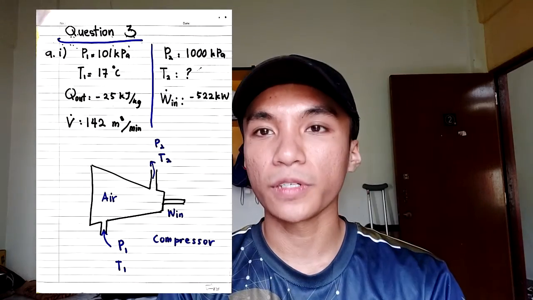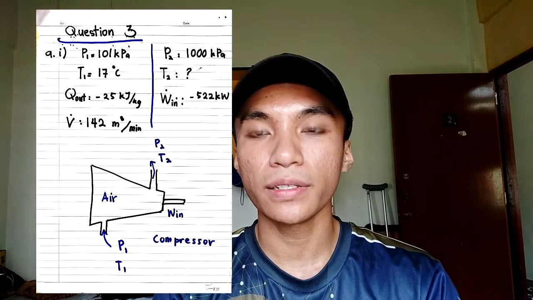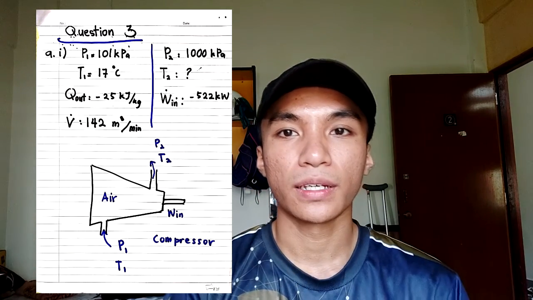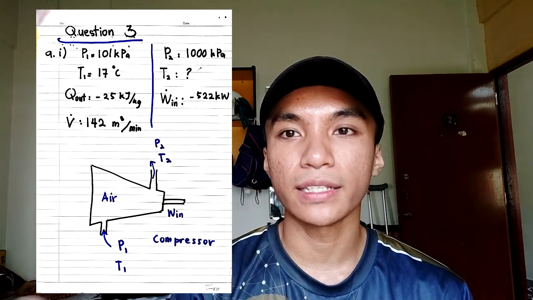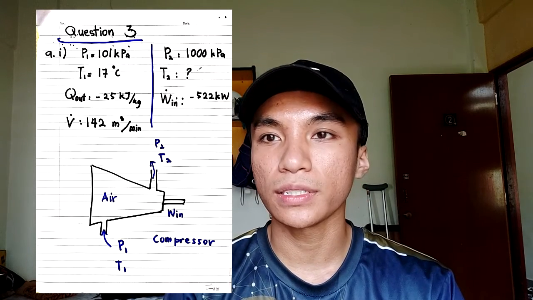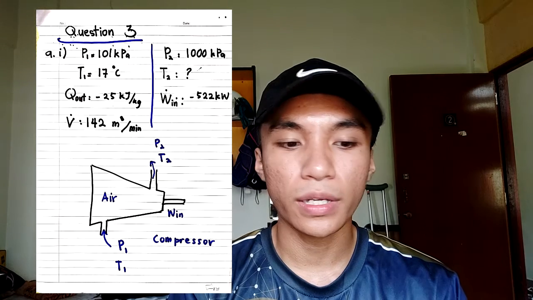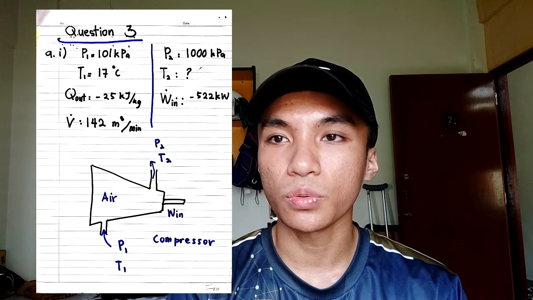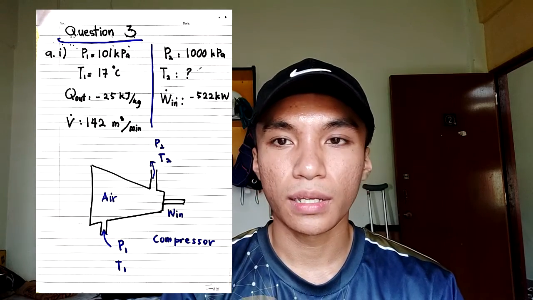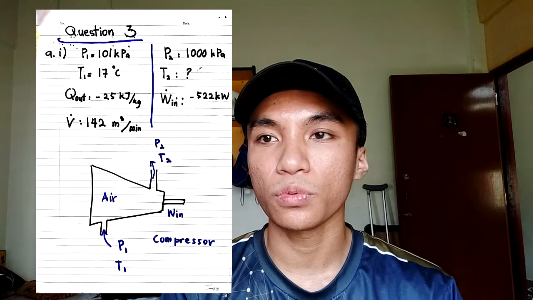Moving on to our project, question number 3 for A1. Since it's a compressor, the design will be like this. The inlet nozzle will be larger than the outlet nozzle. And for the data, P1 is 101 kilopascal, T1 is 70 degrees Celsius, P2 is 1000 kilopascal, T2 is unknown, and the Win is 522 kilowatt.